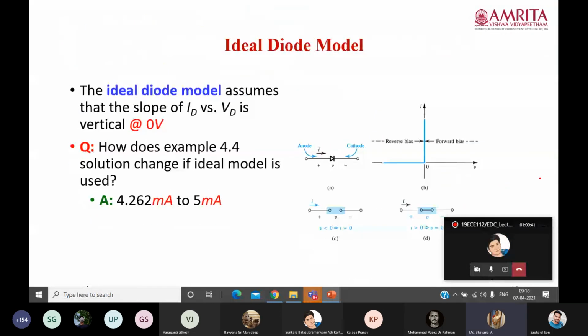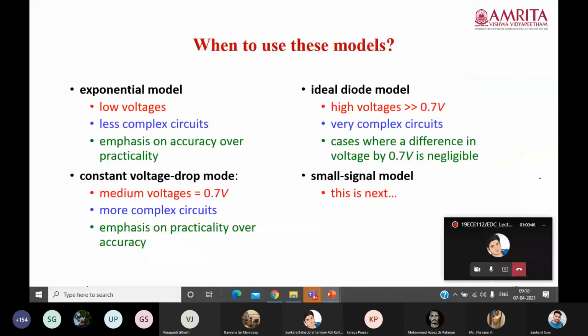And the next one is the ideal diode model. Already you know, same thing, you do it. And you may take down this one, when you can use these models. Exponential models can be preferred when you have a low voltage and for less complex circuits, and when we have to give emphasis on accuracy over practicality. Whenever practicality comes into the picture more, then we can go ahead with a constant voltage drop model. So it is preferred for medium voltages of 0.7 volt. It can be applicable to more complex circuits as well, because the diode drop will not be changing from 0.7. Here emphasis is given to practicality over accuracy.